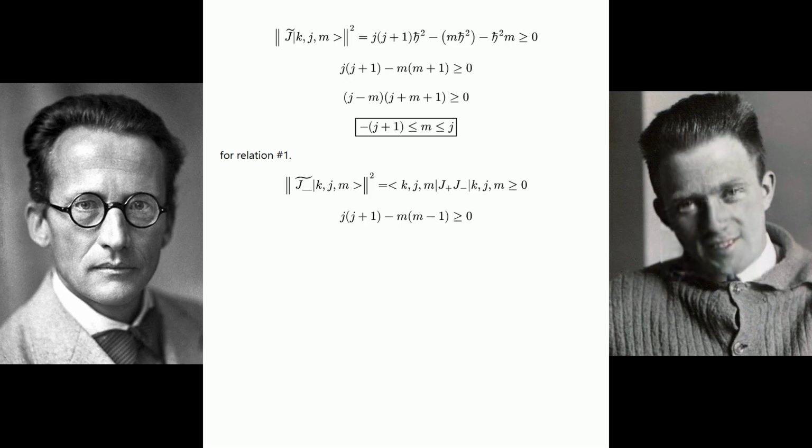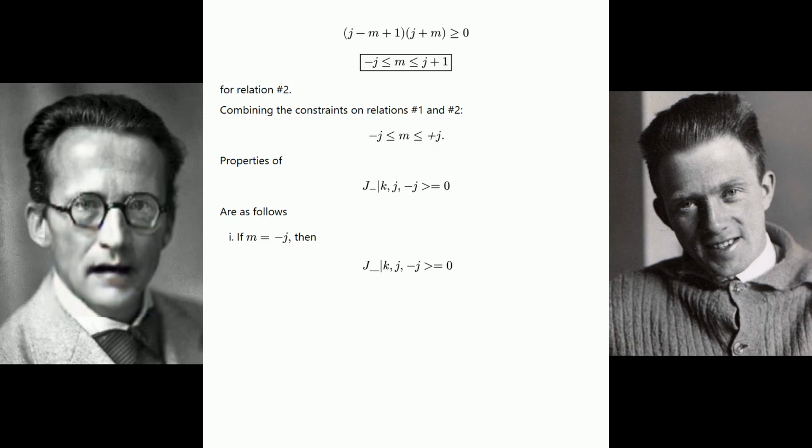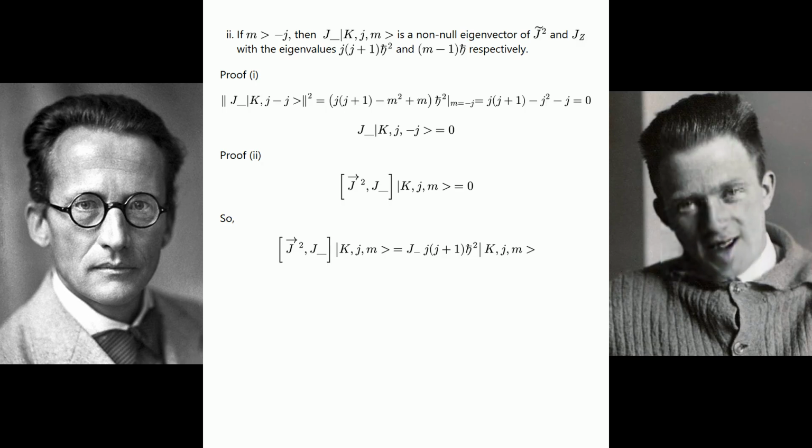For relation number 1, see the two equations shown. See the two equations shown. For relation number 2, combining the constraints on relations number 1 and number 2, see the equation shown. Properties of J_- |k,j,m> are as follows. If m equals negative j, then see the equation shown. If m is greater than negative j, then J_- |k,j,m> is a non-null eigenvector of J² and J_z with the eigenvalues j(j+1)ħ² and (m-1)ħ respectively.